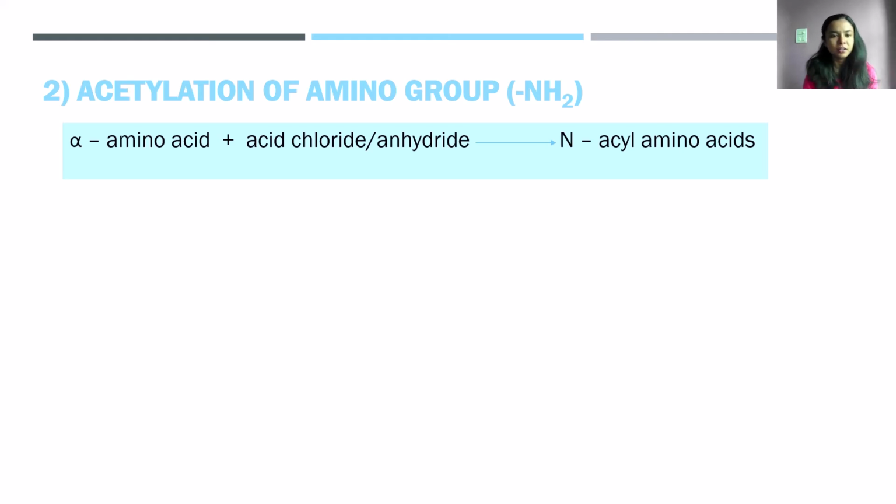So the reaction it shows is acetylation. Acetylation is the addition of the CH3CO, also called the acetyl group, into the alpha amino acid. So according to the basic reaction, we see that if we add an acid chloride or anhydride into alpha amino acid, we'll get the acylated product.